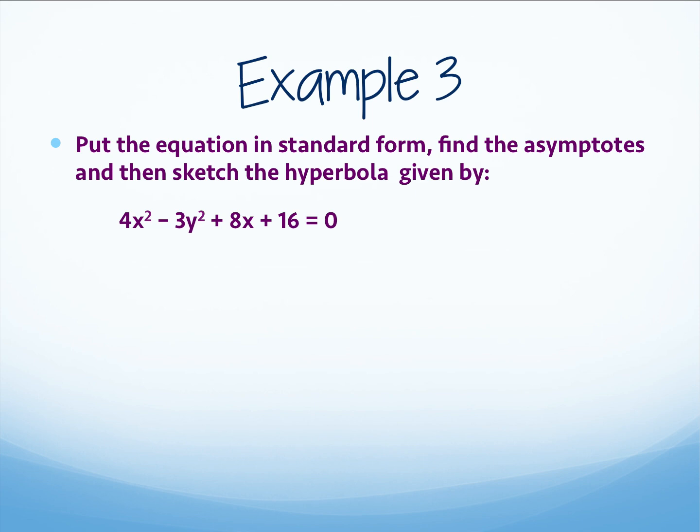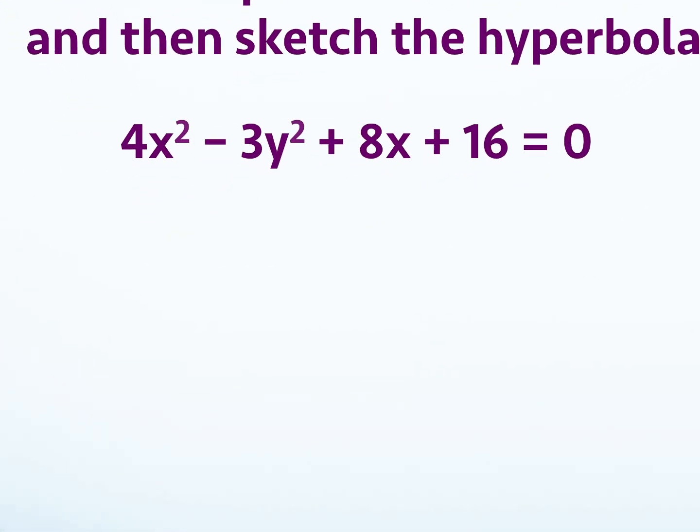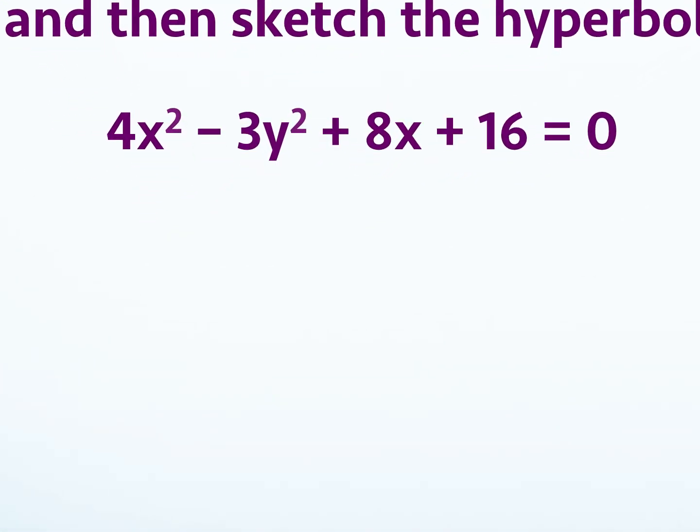Right, let's look at the next. We have to put the equation in standard form, find the asymptotes, then sketch the hyperbola. So first thing we want to do is put it in standard form. How do you think I could put this in standard form? I've got to combine the x's and the y's.